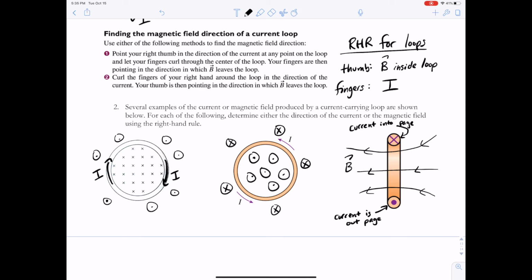We will be using these right-hand rules for loops and wires many times in our study of magnetism, so it's nice to have this page as a reference in the cases where we might forget: how do we do our right-hand rule for wires? How do we do our right-hand rule for loops?